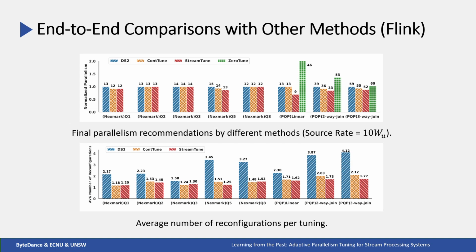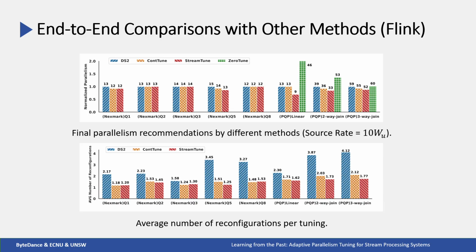Overall, StreamTune 2 achieves the lowest recommended parallelism across various stream jobs. ContTune generally outperforms DS2 by employing Bayesian optimization to incorporate the tuning history of the target query. For PQP queries, O2 consistently recommends the highest parallelism, as its optimization focuses solely on minimizing data flow performance metrics without considering resource efficiency.